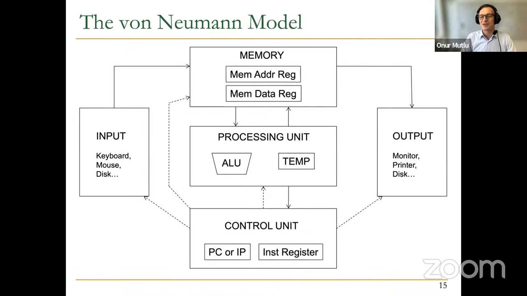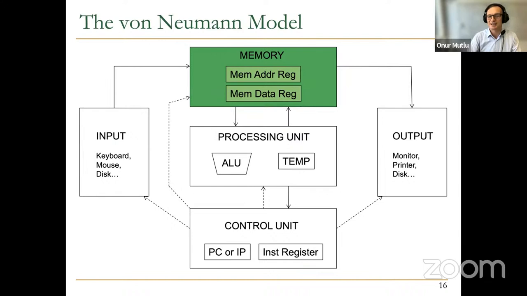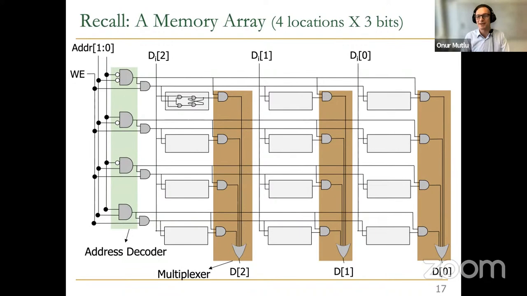Let's start with the first component, memory. I mean, we're familiar with memory. Recall that this is a memory array. This is a very small memory array. We have four locations, and each location contains 3 bits. And you need to have memory, essentially, so that you can store programs as well as data that the programs operate on. And this is a toy memory, but modern memories are much larger, as we discussed.